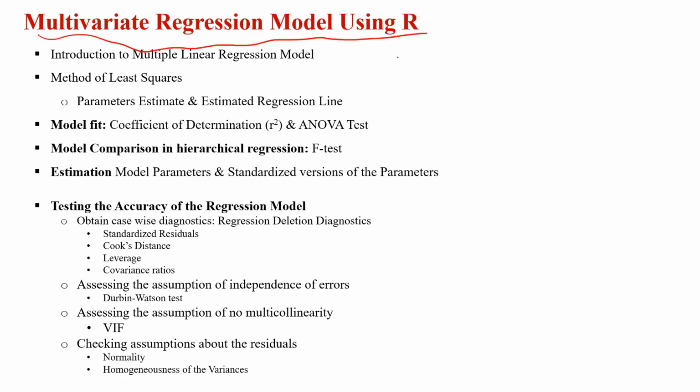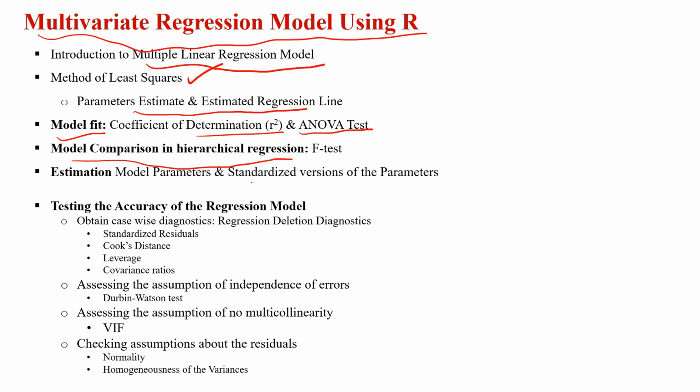Multivariate regression model using R. First of all, we will discuss what is a multiple linear regression model, how we can estimate the parameters of the multiple linear regression model using the method of least square, and then I will discuss the model fit, meaning how good the particular model is and whether this goodness of model is significant or not with the help of ANOVA test. Then we will talk about fitting the multiple linear regression models like model 1, 2, 3, 4, and out of that which model is the best model we can use to predict our response variable.